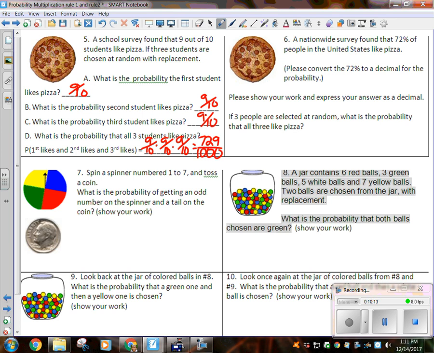A nationwide survey found that 72% of people in the United States like pizza. Convert 72% to a decimal, because we've been doing a lot of fractions, but you are going to see a lot of percents, and percents can be easily changed to decimals. So what is 72% changed to a decimal? 0.72. All right. 3 people are selected at random. What's the probability that all 3 people like pizza?